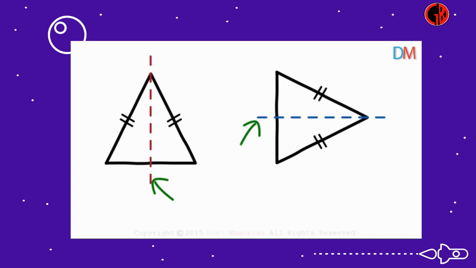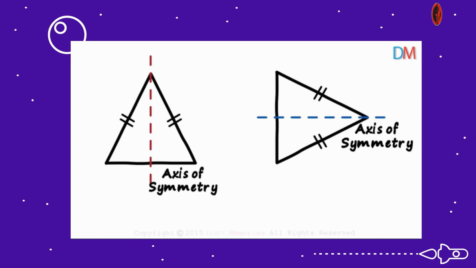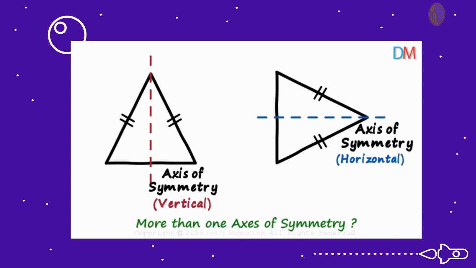Both these lines we see here are called the lines of symmetry or the axes of symmetry. This triangle has a vertical axis of symmetry as this line is vertical, and this one has a horizontal axis of symmetry as this line is horizontal. Now I want you to think about the next question I'm going to ask you. Can a shape have more than one axis of symmetry?